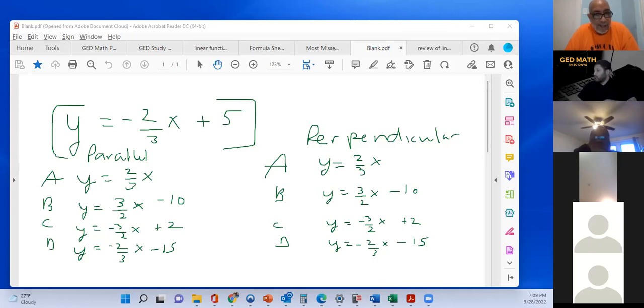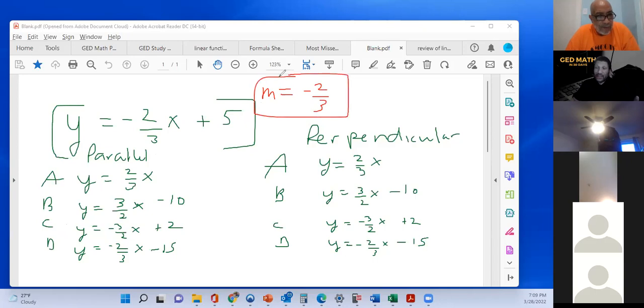This is the last problem we're going to do for this evening. We want to make sure we know how to do it. First of all, the equation that is given, what is the slope? Negative 2/3. So when we look at this list of 4 equations, what line would be parallel to a line that has a slope of negative 2/3? D, because the slope of D is also negative 2/3. Does everybody understand that?